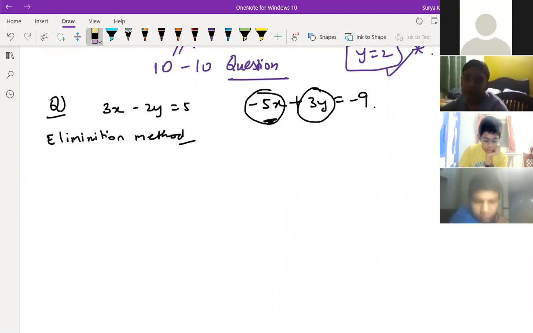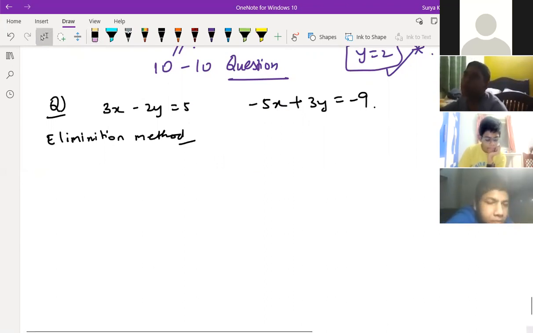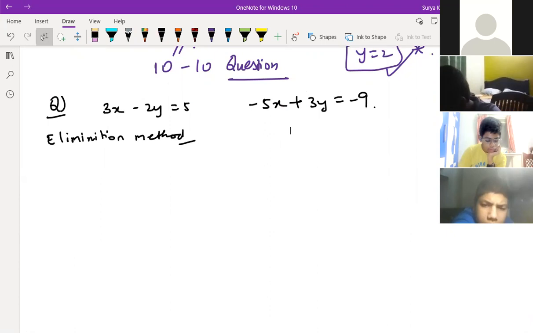Sir, matching in the sense you don't have to match the signs, right? No, don't match the signs right now. The sign will depend on addition and subtraction. If you want to change the sign, then you have to subtract. If you don't want to change the sign, you have to add. That's it. Understood? Our first thing we have to do is match this one and this one.